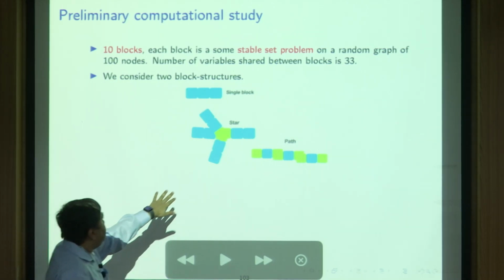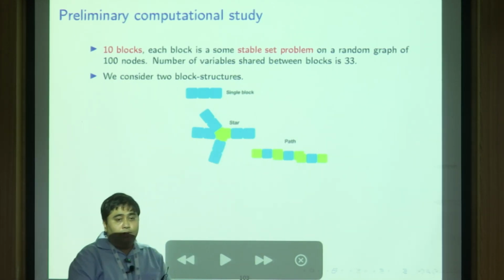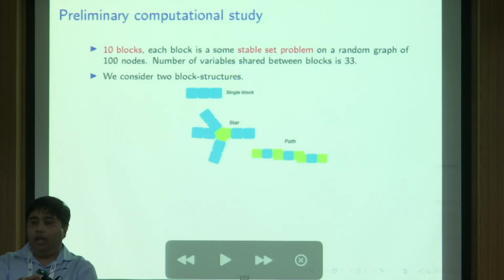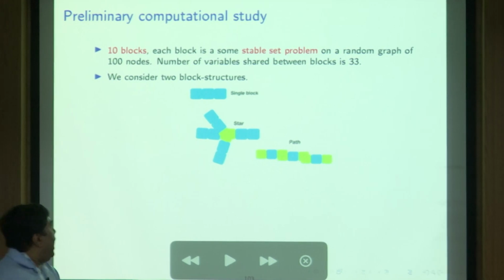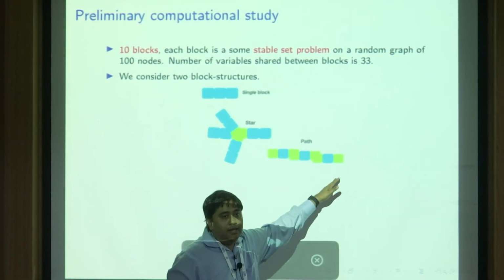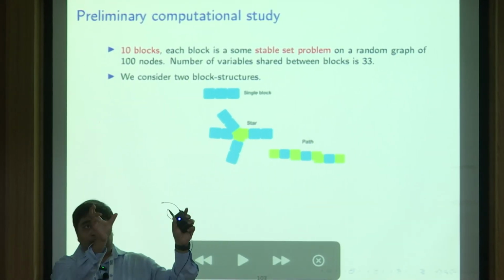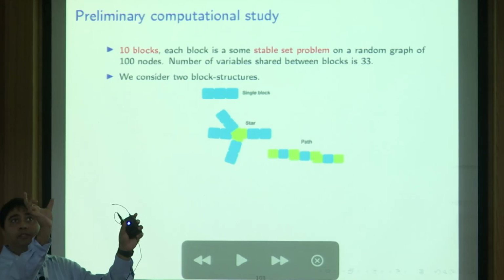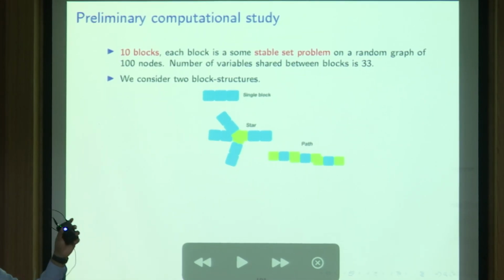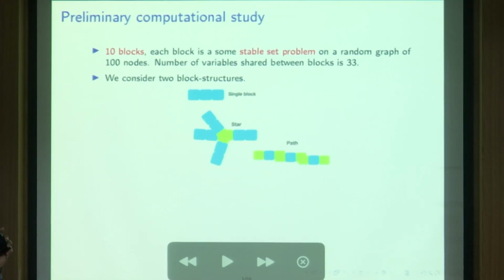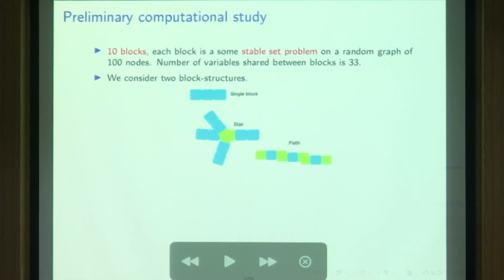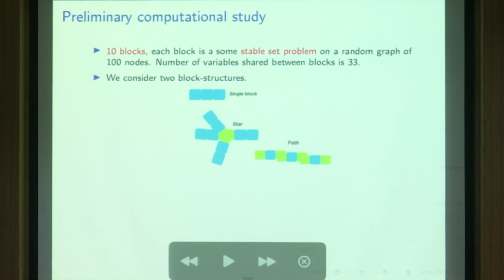In the stochastic setting, the first 1/3 variables in each block are equal across each of these stable sets. In the path setting, the last 1/3 of the variables of the first block must equal the first 1/3 variables of the second block. The last 1/3 of the second block has to be equal to the next, and so forth. And so that's the path. It turns out we can do these decompositions in all of these cases and everything works out.